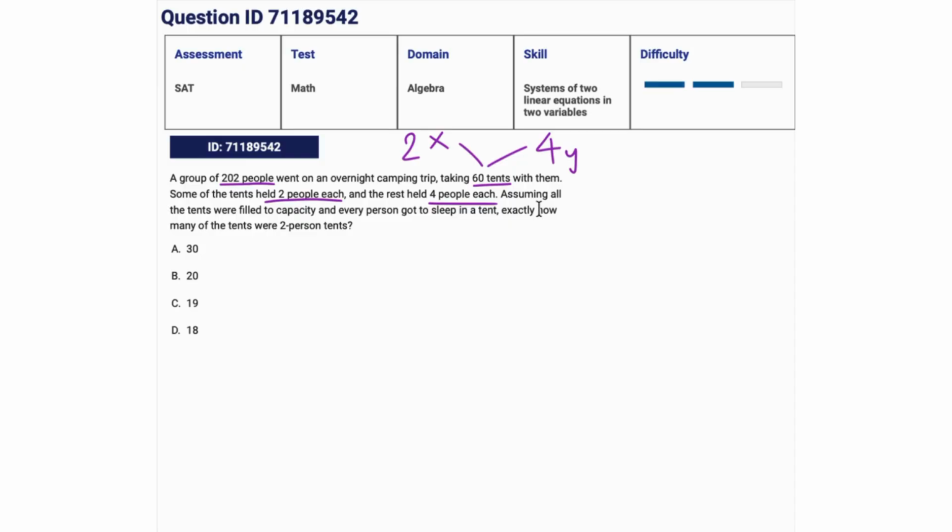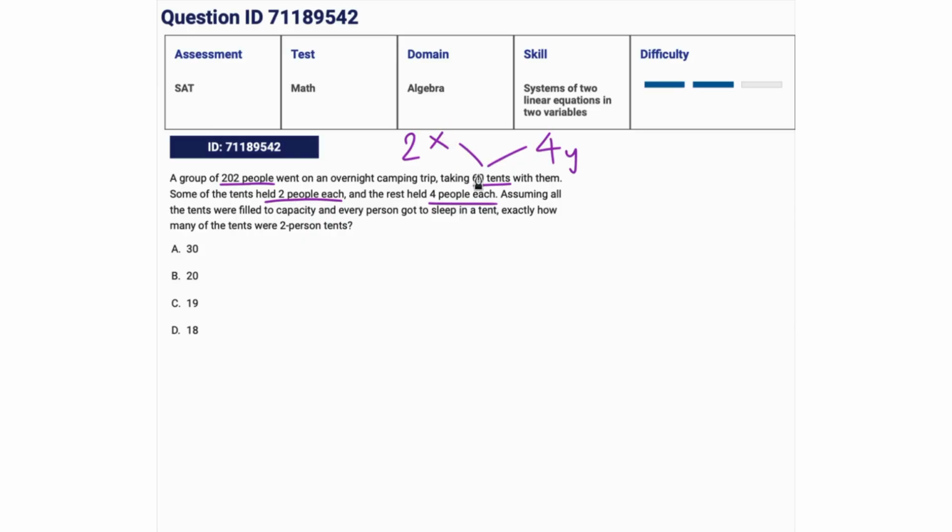And assuming all the tents were filled to capacity and every person got to sleep in a tent, all 202 people were divided into these tents accordingly, into 60 tents. So exactly how many of the tents were 2-person tents? Here we have to find out the value of X, basically.